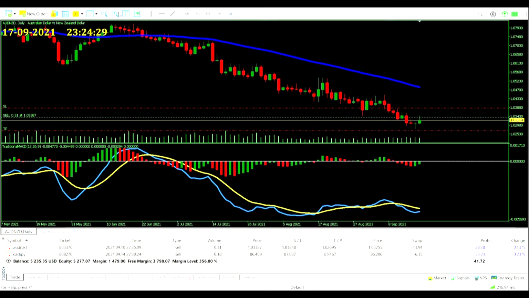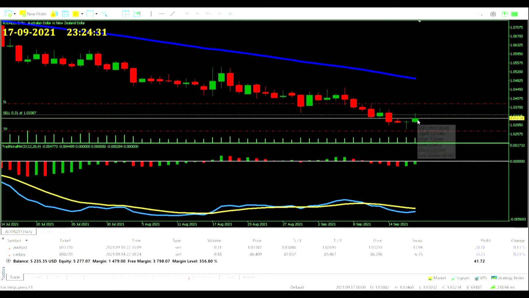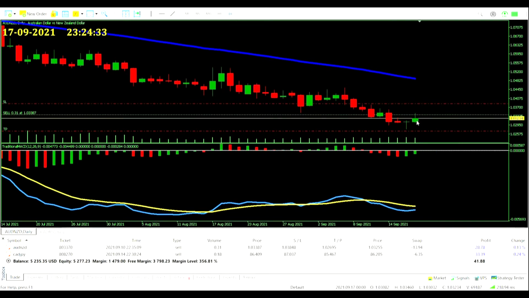So Aussie dollar, New Zealand dollar pulled up here. Did go against us a little bit, still in profit. Price came all the way just a bit back above our entry price, and we are seeing green momentum still on the MACD. But nevertheless, as I say, it's still in profit even with these heavy swaps going on. So no action needed here.